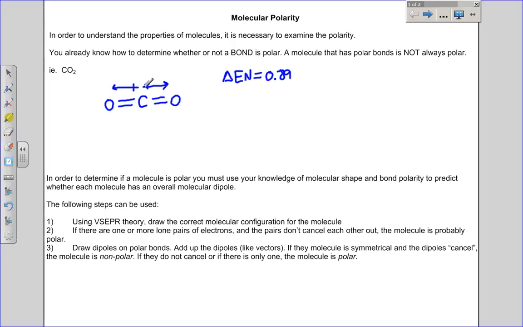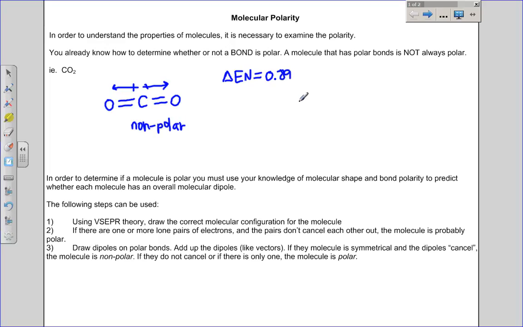So as you can see, there's a vector pulling this way, and there's a vector pulling this way. And these vectors are equal and opposite, and will actually cancel one another out. So this is an example of a molecule that is nonpolar, despite the fact that it has polar bonds within it. Any symmetrical molecule will exhibit this.